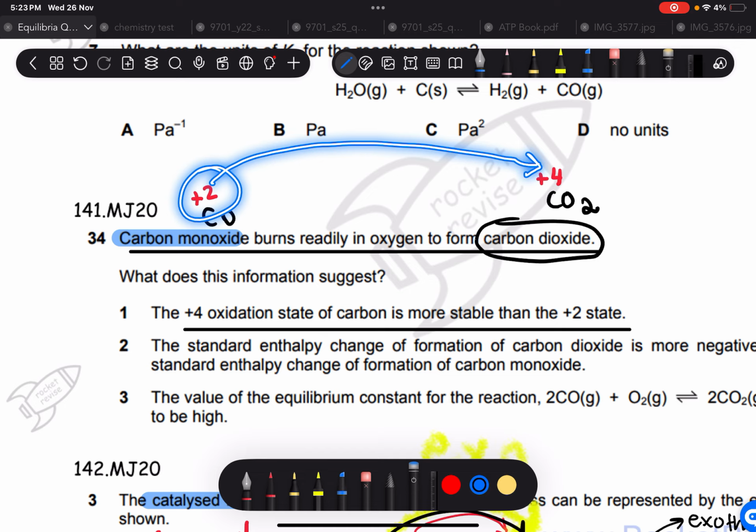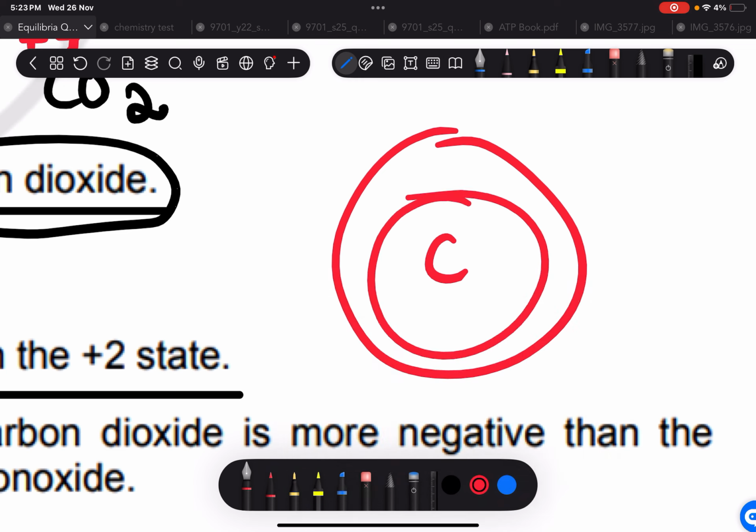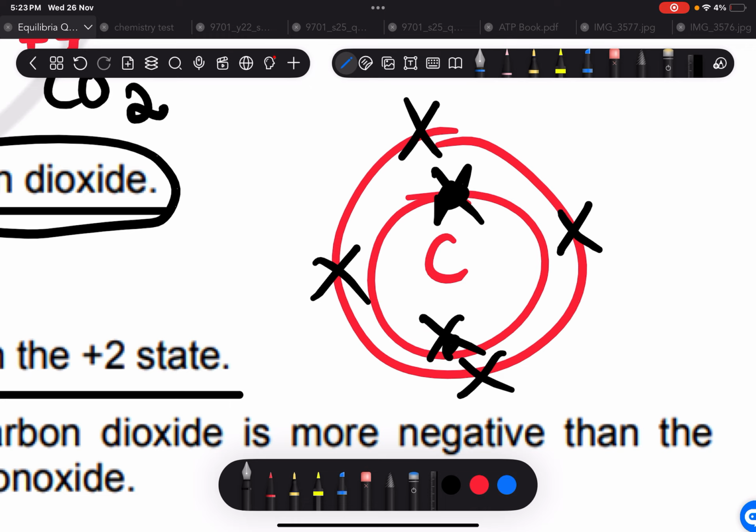And why is it favorable? Because +4 is going to be more stable. Why? Because if you look at carbon, this is carbon. This is the last shell of carbon. The first shell has 2 electrons, and the last shell has 1, 2, 3, 4 electrons. Okay? Now what's going to happen? And there are 2 in the inner shell.